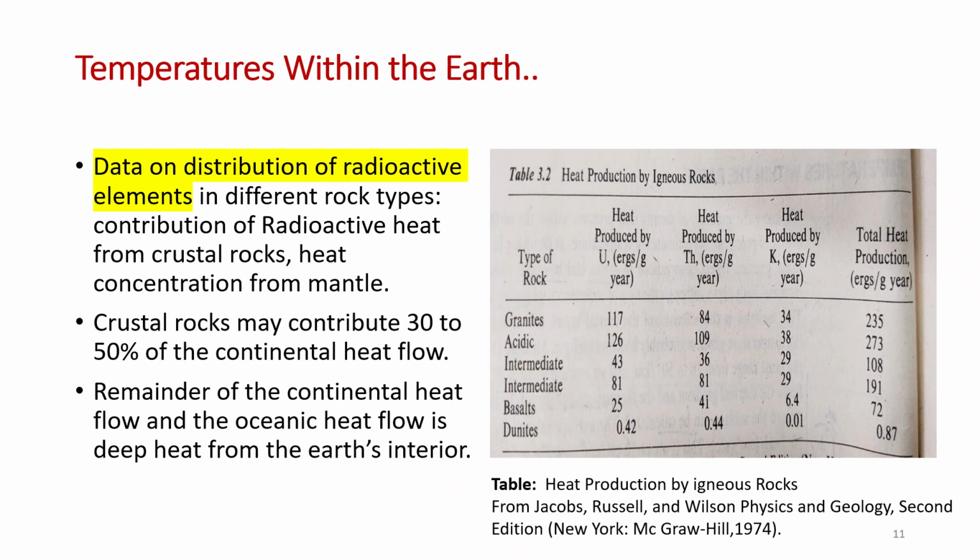Using data on the distribution of radioactive elements in different rock types, it is possible to estimate the contribution of radioactive heat from the crustal rocks. This can be inferred from the table of heat production by igneous rocks. These calculations indicate that the crustal rocks may contribute from 30 to 50% of the continental heat flow, and the remainder of the continental heat flow and the oceanic heat flow is deep heat from the Earth's interior.